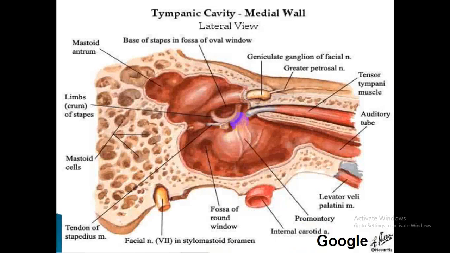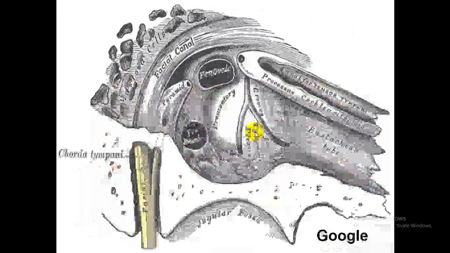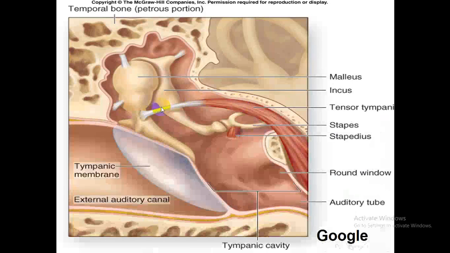Also in the anterior wall there are two openings, superior and inferior, separated by a shelf of bone. The upper opening is for the tensor tympani muscle, where its tendon passes to the handle of malleus.